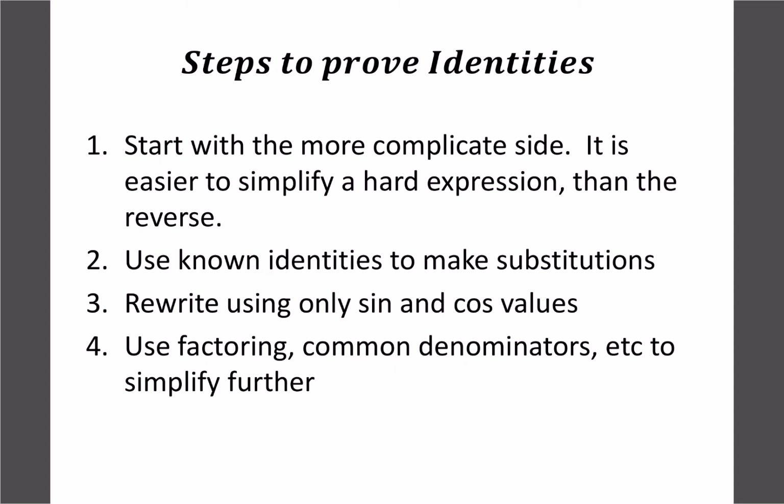So the steps you want to go through to work on these: typically the best bet is to start with the more complicated side. Whichever side looks harder, start there and try to make it easier. It's a lot easier to do that than to take something easy and try to make it more complicated. Then use your identity sheet, pick one of the identities, and make substitutions. Quite often you can substitute an identity for something else, and that'll help change it. Another strategy is to get rid of any cotans, tans, or secants, and use just sines and cosines. And the last step is to use other math skills like factoring, common denominators, etc. to simplify it further.